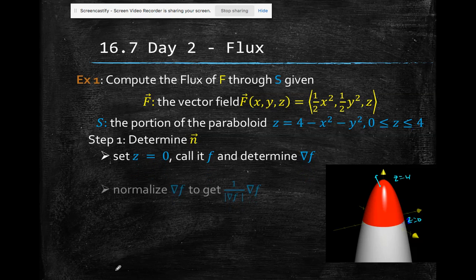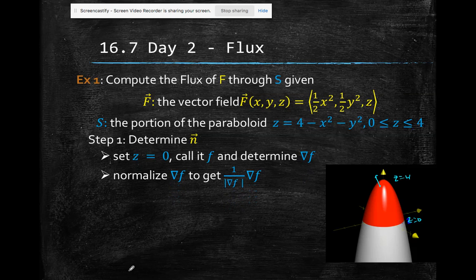So step 1, remember, I need to compute F dot N. The first thing I have to do is get my normal. I have my F, here's my vector field, X, Y, Z. I now need to find the normal. So I'm going to set z equal to 0, rename it little f, and determine the gradient. That's how we get the normal. So gradient of f, and then I want the unit normal. And that's going to be my n.